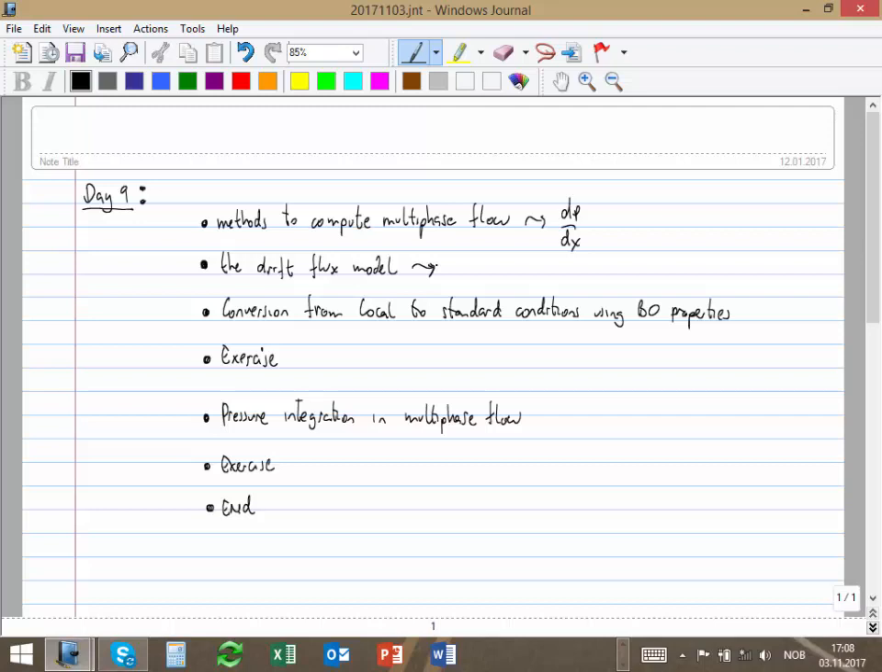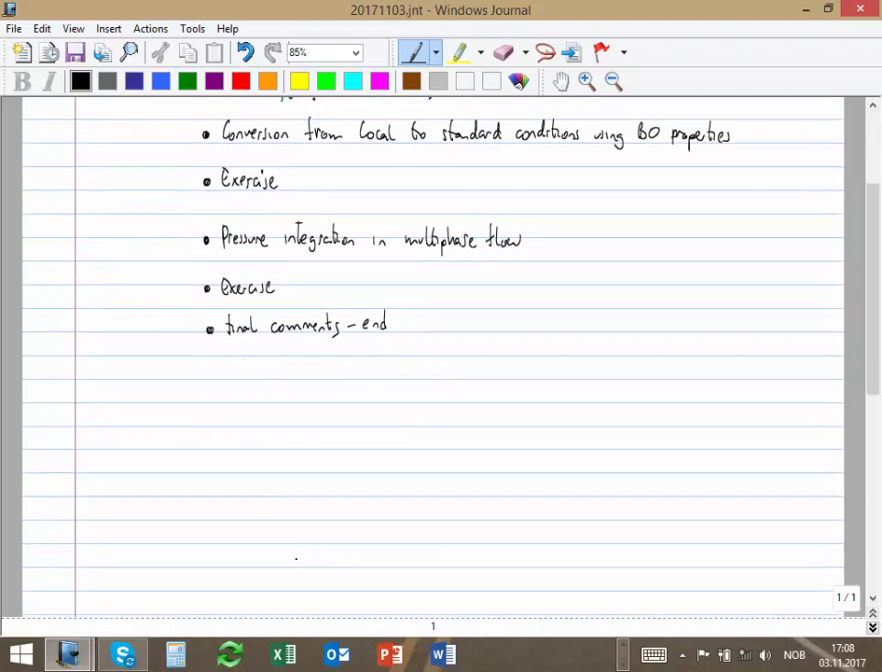And then we have an exercise. Then we have this pressure integration. I will describe more or less how it is done. And then we have an exercise, and then we have final comments and end of these 2 weeks. So let's start with which approaches. We basically have 2 approaches to study multiphase flow.